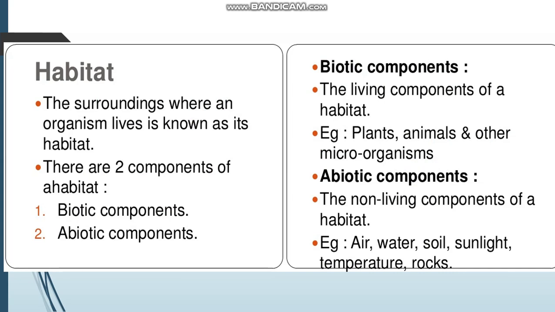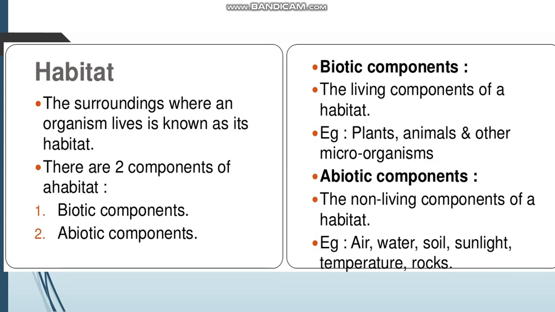In this chapter, we are going to see what is habitat. A place where the conditions for the existence of a living organism are present and where it can survive. So we can say in simple words, the surroundings where an organism lives is known as its habitat. There are two main components of a habitat. They are biotic components and abiotic components.